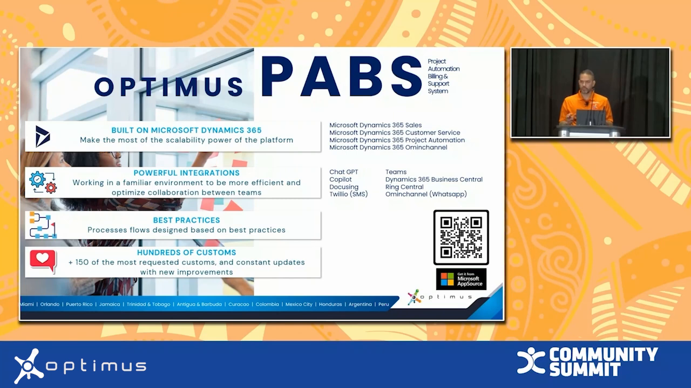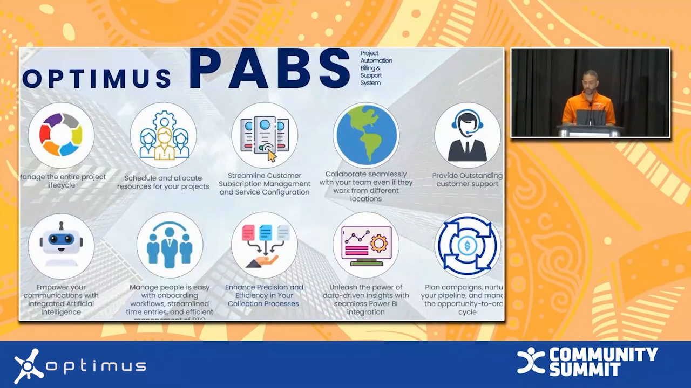We include multiple functionalities on the sales model, customer service, project automation, omni-channel, and a bunch of integrations like ChatGPT, Copilot, Teams, and basically, those are the functionalities that we are going to be reviewing today. Of course, 10 minutes are not going to be enough, so I'm going to try to highlight the functionalities that I consider more important in terms of the impact they could generate.